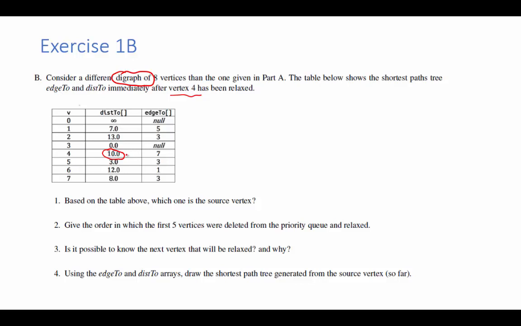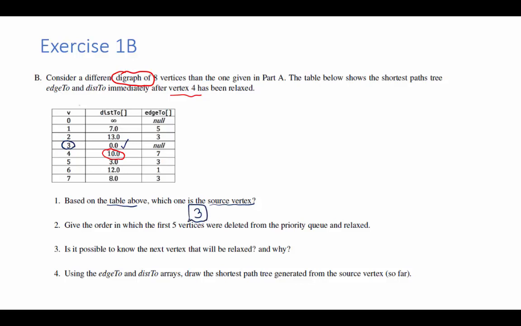So this is the distance to 10. Now, since in Dijkstra's algorithm we relax vertices in the order of the distance from A, you can assume that everything less than 10 would have been relaxed before that. So how do we find the answers to the following questions? The first question is, based on the table above, which one is the source vertex? I think that's quite easy to know, which is 3, which has a distance 0. So I'm going to write the answer 3.